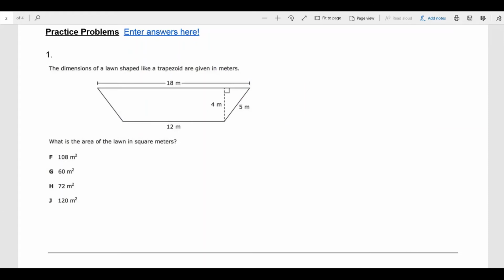Okay, so for some of the practice problems, what I'm going to go through is just to remind you which formula you're going to use. So again, the dimensions of a lawn shaped like a trapezoid. Your area is going to be base 1 plus base 2 divided by 2, all of that times h. H is the 4 meters. That is the hint I'm going to give you. H is 4, not 5. And your bases are labeled.